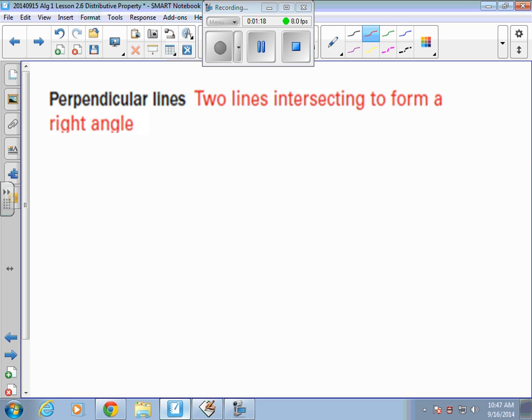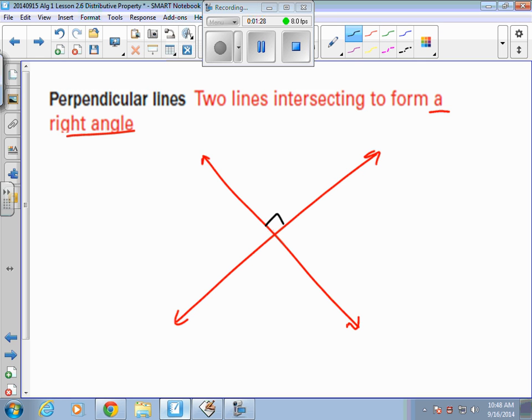Perpendicular lines are two lines that, when they cross each other, form a right angle. You know that when the two lines cross each other, it doesn't just form one right angle, because if you have one right angle, the complement of that one is this one right here. That one's 90. And the same thing, this vertical angle would be 90. So with this one, it makes four 90-degree angles.